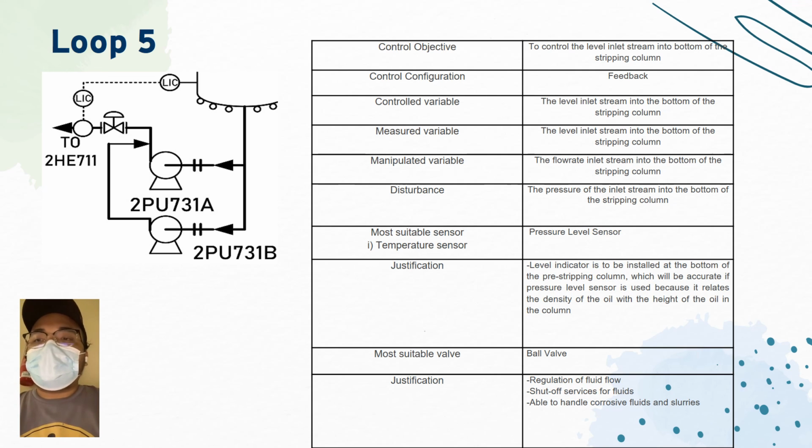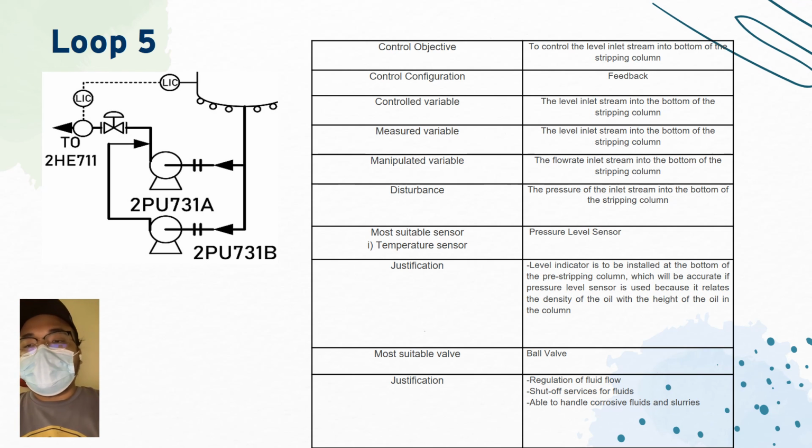And why a pressure level sensor? It is because the level indicator is to be installed at the bottom of the stripping column, which will be accurate if a pressure level sensor is used because it relates to the density of the oil in the column. And the most suitable valve is a globe valve.